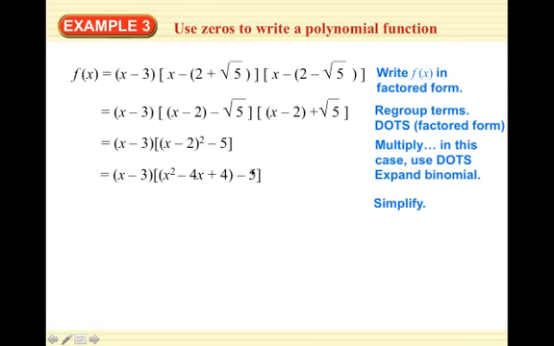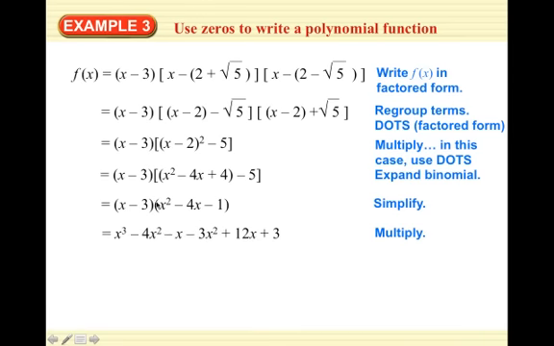So we're going to simplify that. So let's see. 4 minus 5 is negative 1. So we've got x squared minus 4x minus 1. Now we're going to do the whole repeated distributive property thing anyway when we do x minus 3 times x squared minus 4x minus 1.